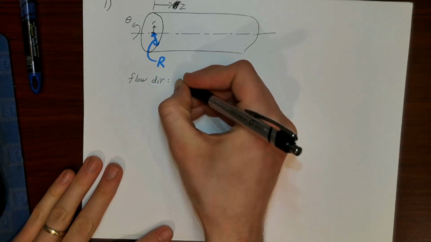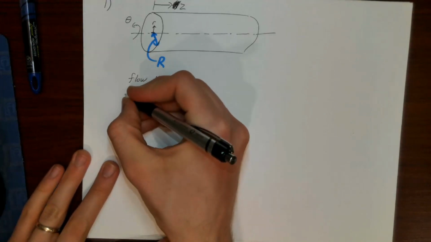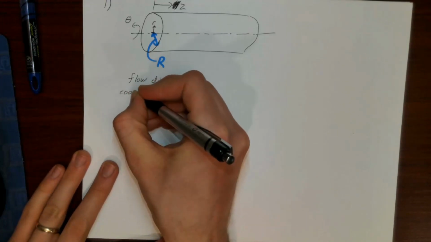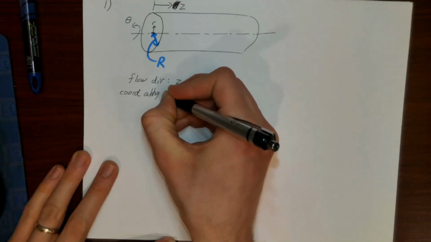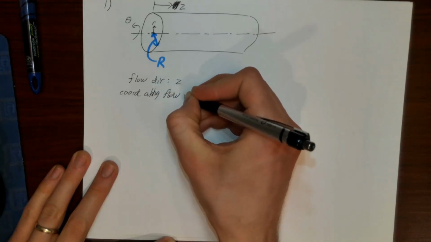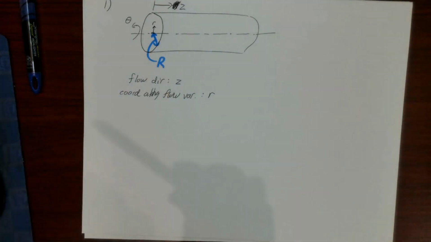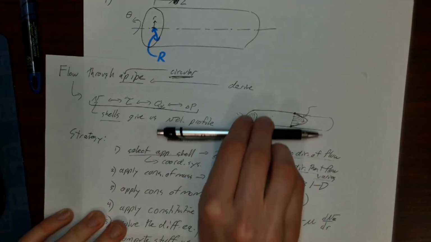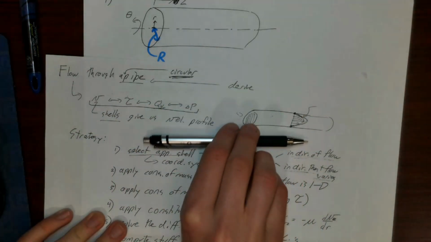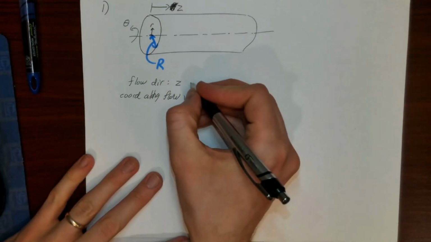Flow direction is in z, and the coordinate along which flow varies is going to be r, right? So flow is in the direction of z, but it varies with our position in r. So we're going to choose r and z.